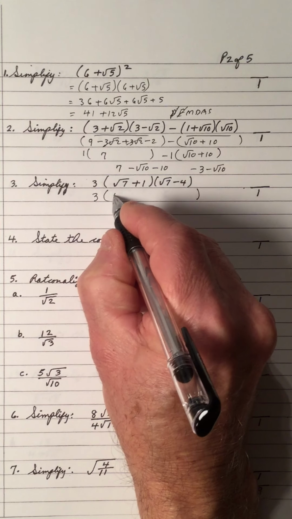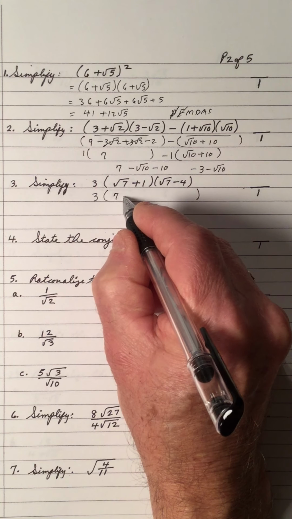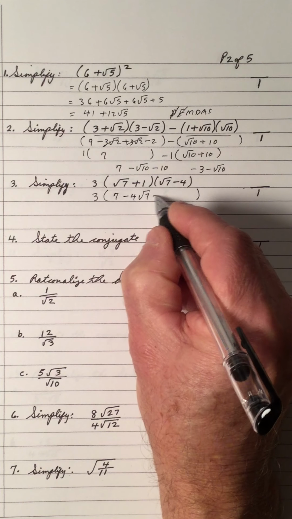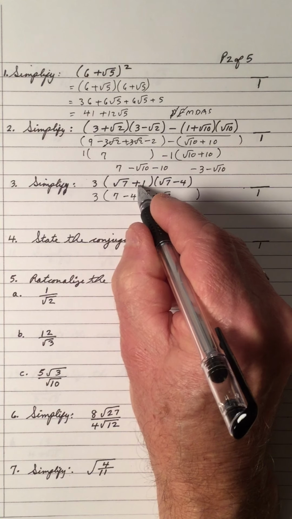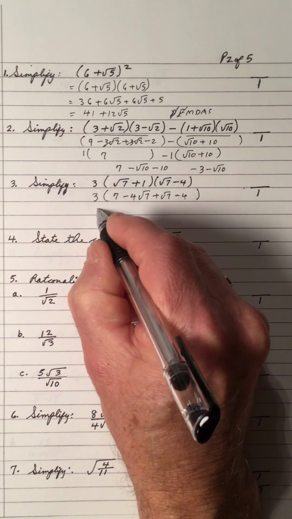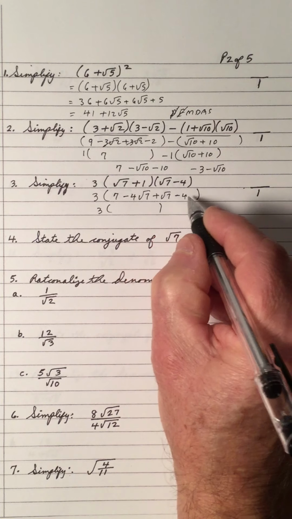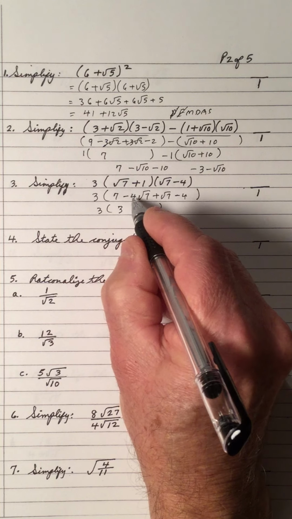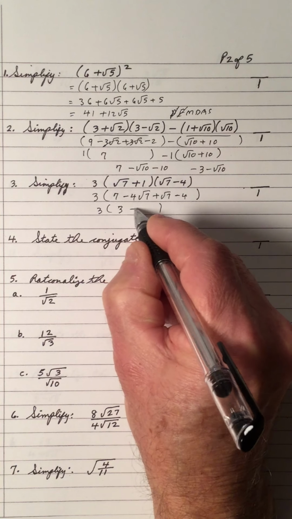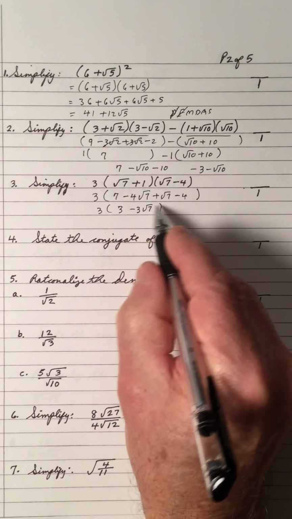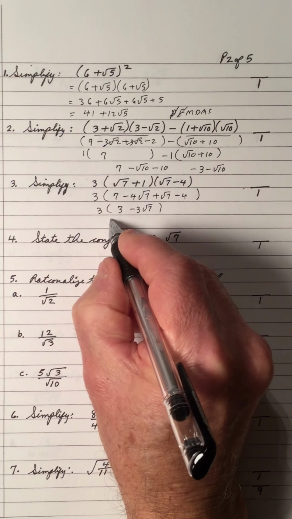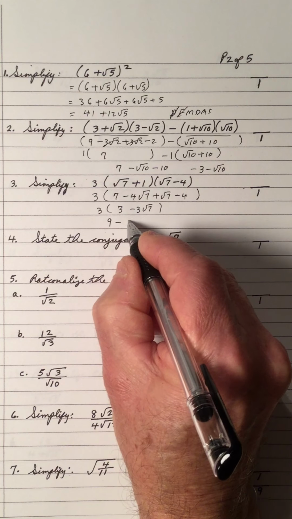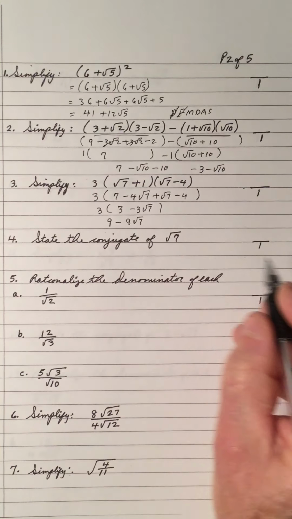Root 7 times root 7 is 7. Root 7 times negative 4 is negative 4 root 7. 1 times root 7 is 1 root 7. And 1 times negative 4 is negative 4. And we simplify the inside until it's completed. So 7 minus 4 is 3. And negative 4 root 7 plus root 7 is a negative 3 root 7. The inside is fully simplified. Now we go 3 times 3 is 9. And 3 times negative 3 root 7, excuse me, is negative 9 root 7.